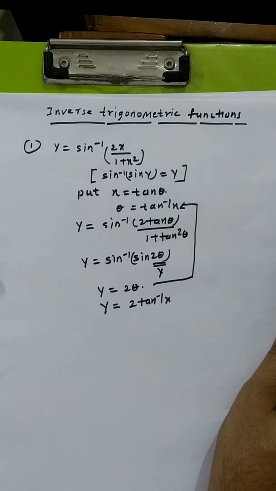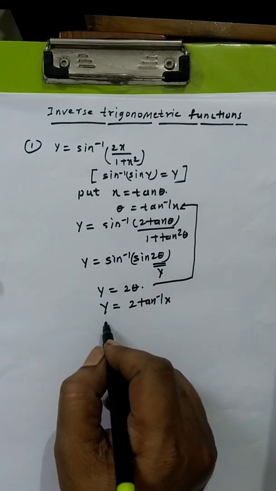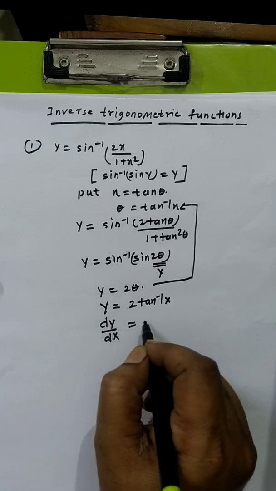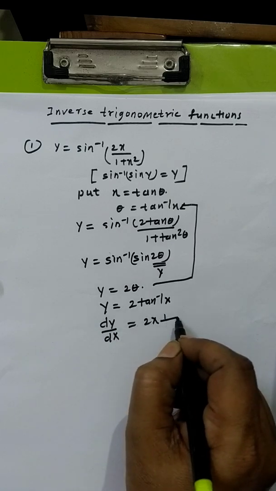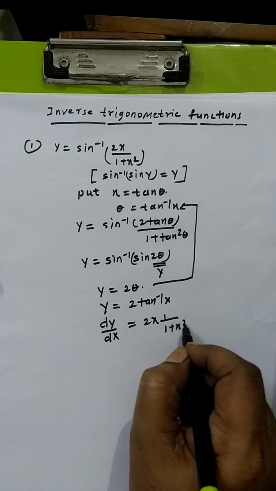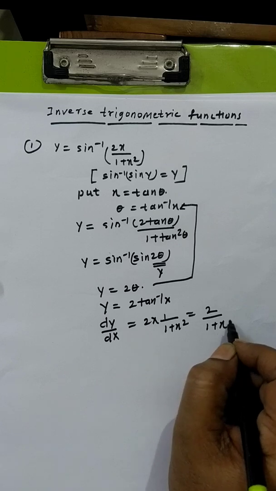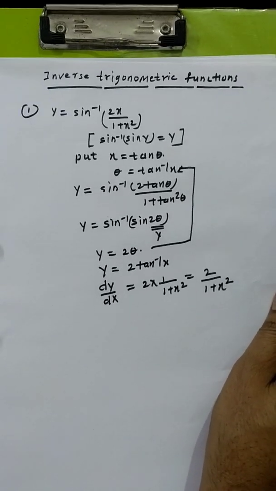Now the whole sum is converted into the simplest form. Now you can go for differentiation. dy by dx will be 2 into the derivative of tan inverse of x, which is 1 upon 1 plus x square. So this will be 2 divided by 1 plus x square. So this is the first sum.